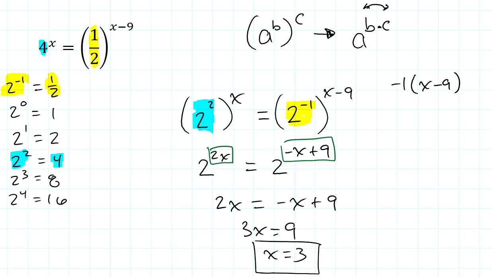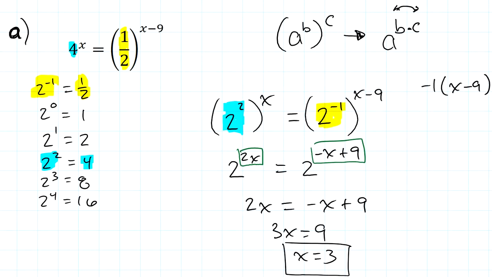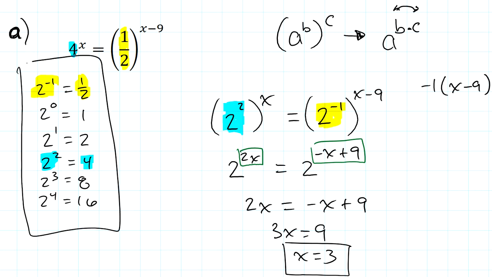Okay, so that's part A. And again, the strategy here is to get the bases the same. I know 4 is a power of 2. I know 1/2 is a power of 2. So I just kind of looked at these different powers of 2 until I could get things that were equivalent to what I had. All right, so let's take a look at part B.